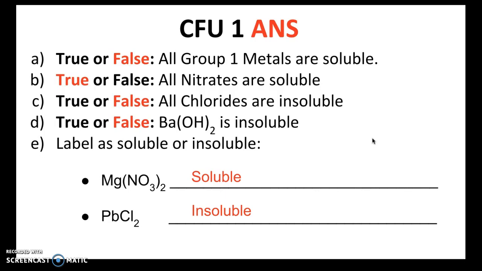Barium hydroxide is soluble, so it's one of the exceptions to the insoluble hydroxide rules. And then if we're labeling this, magnesium nitrate is soluble because it has a nitrate. Remember, all nitrates are soluble. And this is insoluble because although most chlorides are soluble, the ones with lead 2 in it, for example, are insoluble.